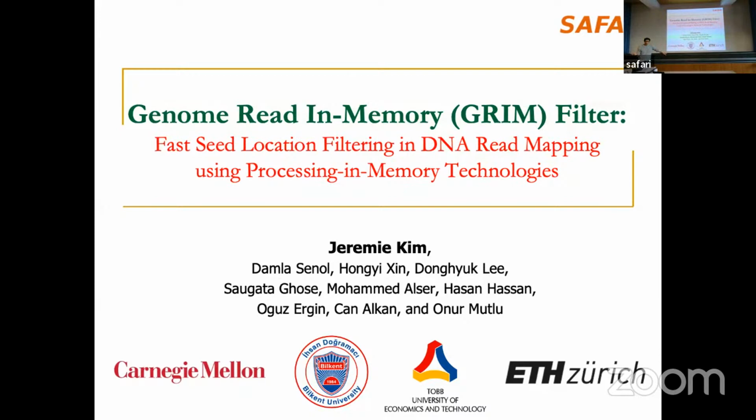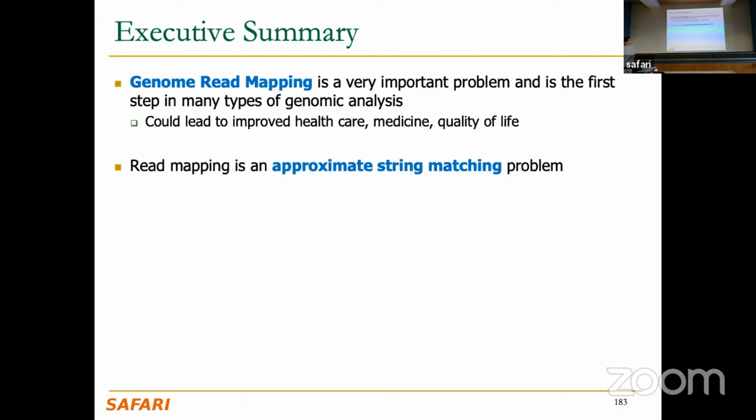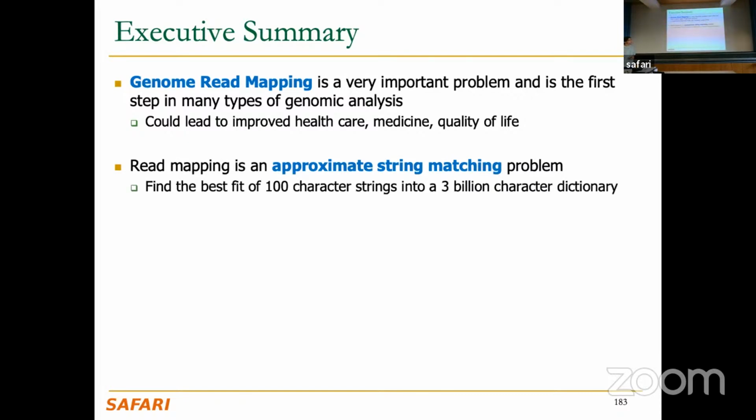There are different ways of doing filtering. In this paper, seed filtering is the technique that is used. And this seed filtering is based on bitmaps that can be very efficiently analyzed using memory. Read mapping is an approximate string matching problem. The sequence alignment itself is matching the reads to the reference. That's why we talk about approximate string matching. We also don't expect to have exact matches.